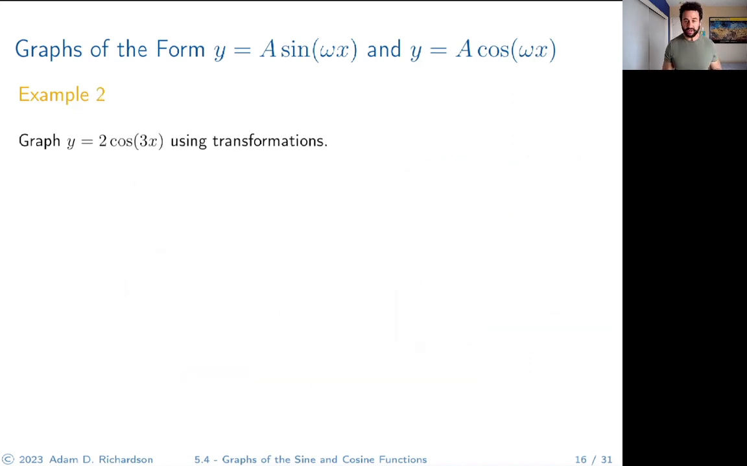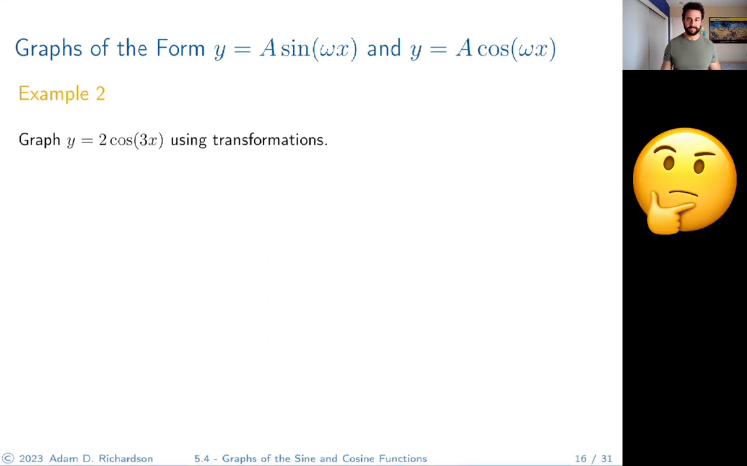All right, let's try another example. So let's try to graph 2 times cosine 3x using transformations. So think about this one on your own for just a minute. Think about what it would look like.